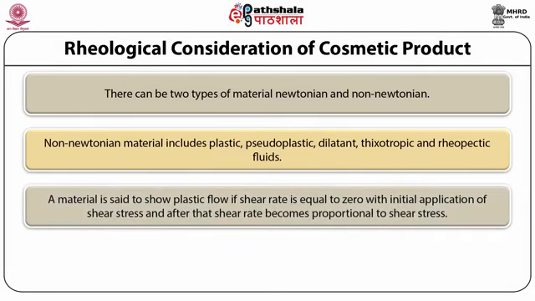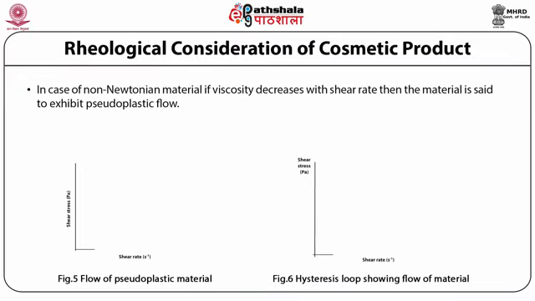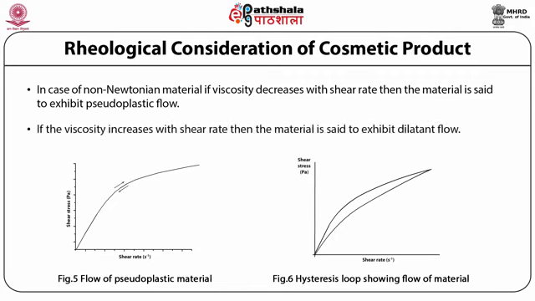A material is said to show plastic flow if the shear rate is equal to zero with initial application of shear stress, and after that the shear rate becomes proportional to shear stress. The material starts flowing after sufficient application of force. Yield value refers to the force necessary to make a plastic material flow. In the case of non-Newtonian material, if viscosity decreases with shear rate, then the material is said to exhibit pseudoplastic flow. If the viscosity increases with shear rate, then the material is said to exhibit dilatant flow.